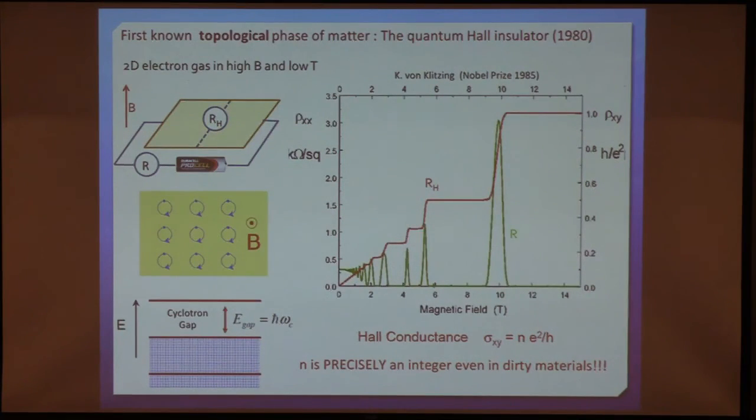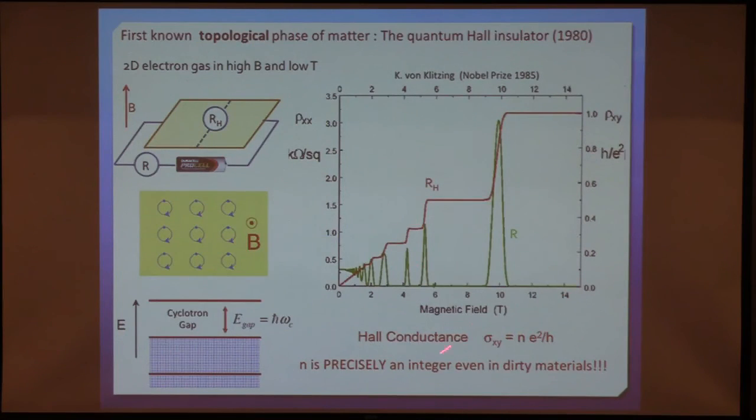Now, even more interesting perhaps, if you look at the transverse Hall resistance, that's this red curve right here, you'll see that there are some regions where this thing is constant. It looks like steps or plateaus. Now, if you calculate conductivity, the Hall conductivity, which is 1 over this quantity, it turns out that this thing is quantized. So it is an integer times e squared over h.